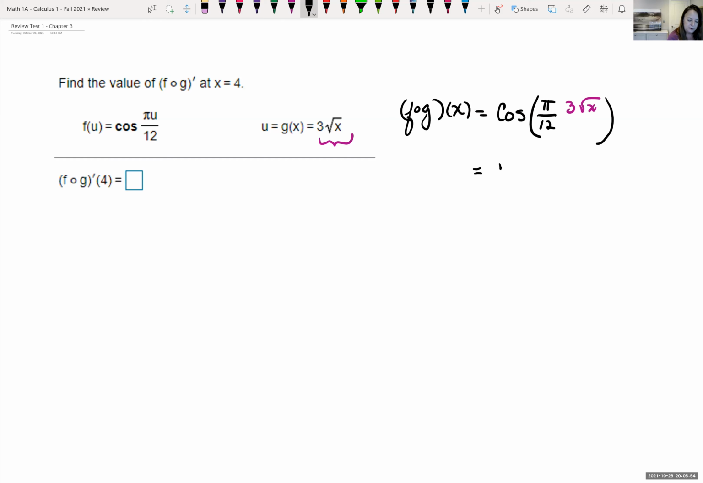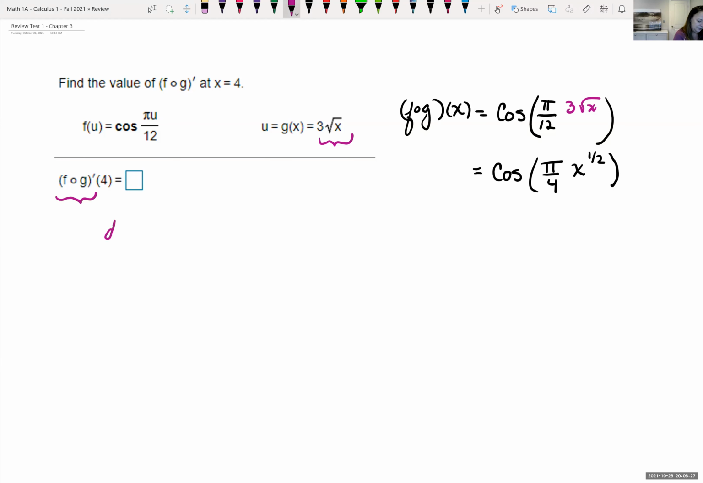And so if we rewrite this, we can reduce a little bit that 3 and the 12. 3 goes into 12 4 times. So this is the same thing as pi over 4 times square root of x. I'm going to just write it as x to the 1/2 for now. And so now if we want to take the derivative of both sides, we would use our chain rule. The other way that we could have done this, we didn't have to change things. We could have looked at it this way.